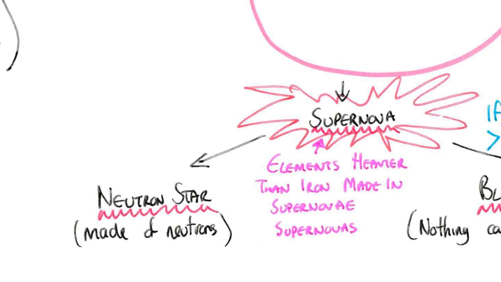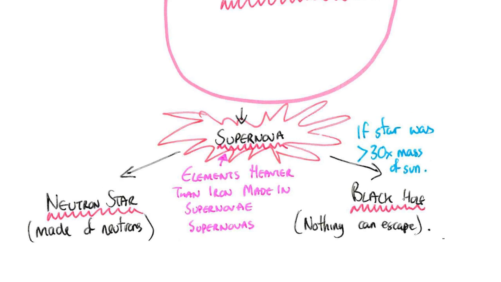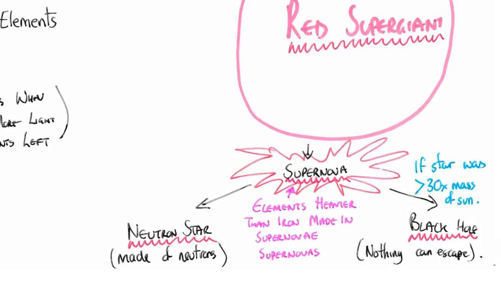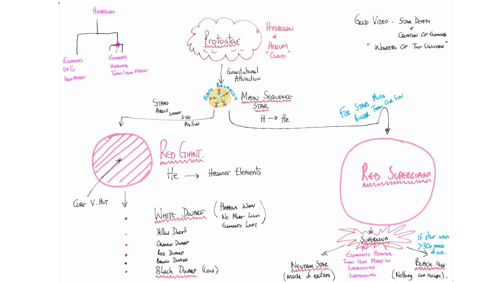If your star is much bigger than that, over 30 times the mass of our sun, it will form a black hole. And at this point, the gravitational force is so big that even the neutrons collapse in on themselves, and at that point you form a black hole, and nothing, not even light, can escape. And that there is the life cycle of a star.